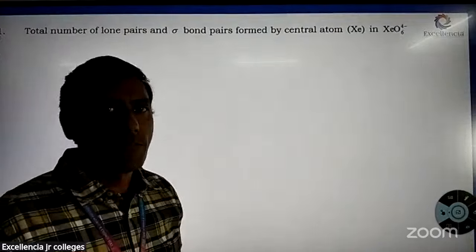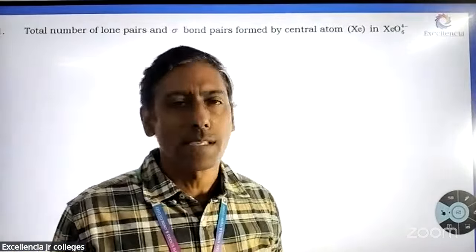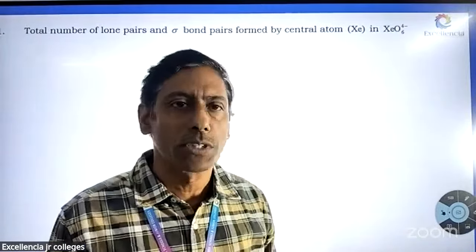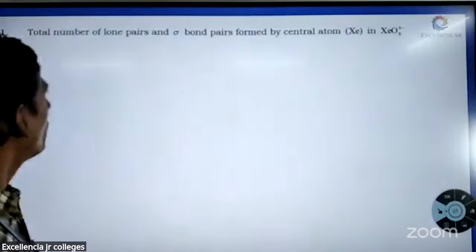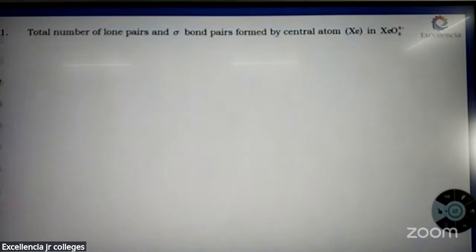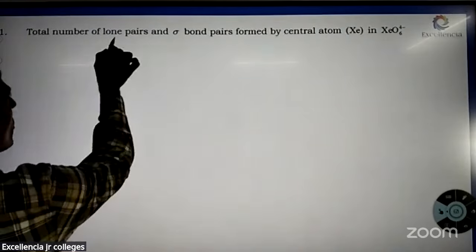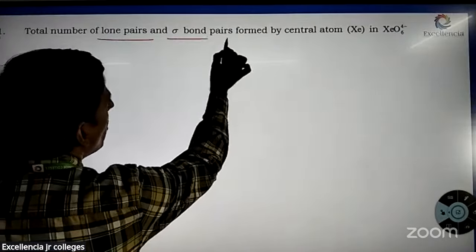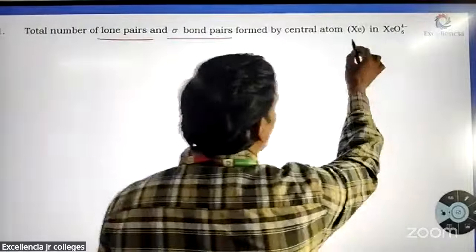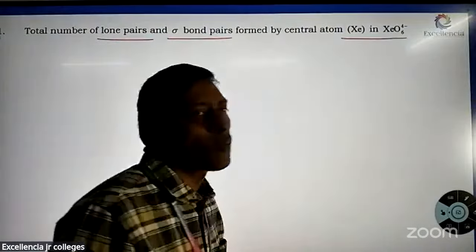When we go for the first question, these are memory-based questions which we are discussing. You can observe the question: total number of lone pairs and sigma bond pairs formed by the central atom of xenon in XeO6 4 minus.